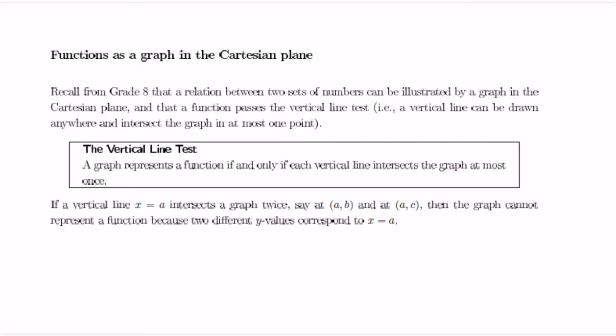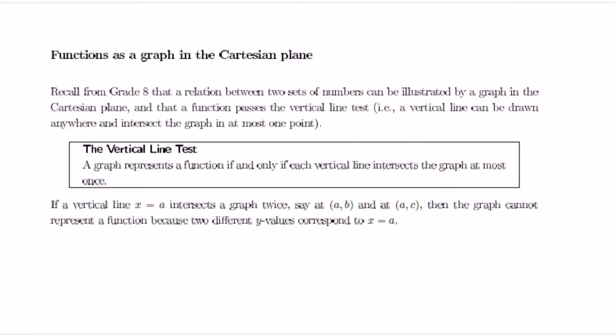Now, functions as a graph in the Cartesian plane. How can we know that a graph is a graph of a function? When we look at a graph, can you tell directly that it is a graph of a function? Yes, by the use of the vertical line test. What is the vertical line test? A graph represents a function if and only if each vertical line intersects the graph at most once.